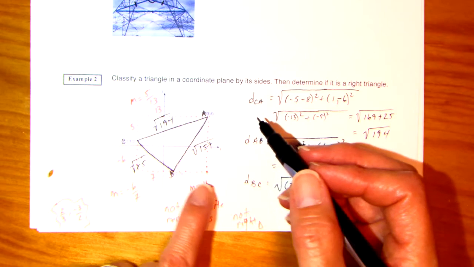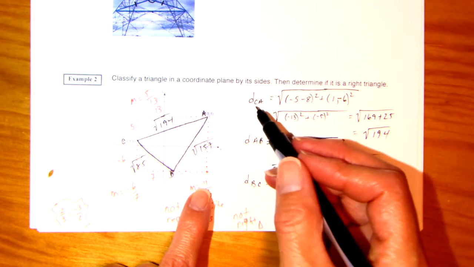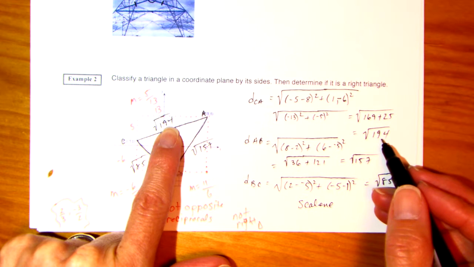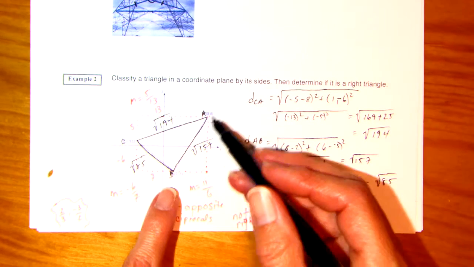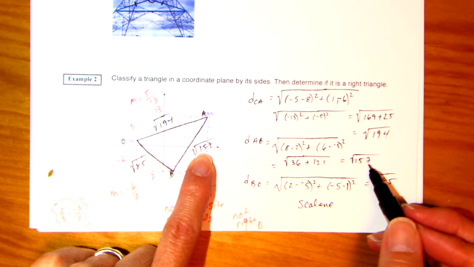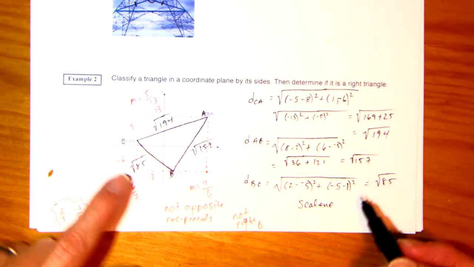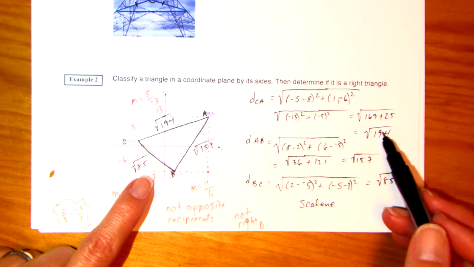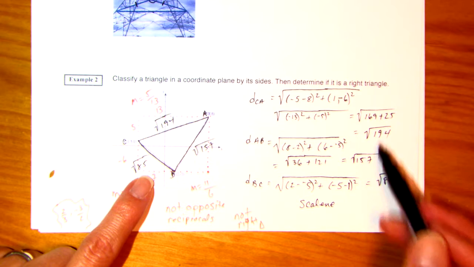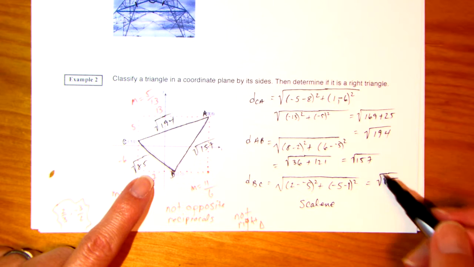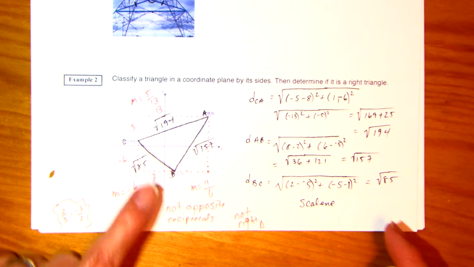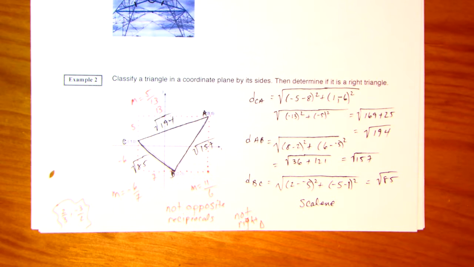So when I found the distance of CA, that's this one, I got square root of 194. And when I found the distance of AB, it's this one, I got square root of 157. And then the distance of CB is square root of 85. So you might want to pause it right now. All three lengths are different. I don't have to find the decimal point to see that. It's going to be a scalene. So you might want to pause it and do the work. Check it to make sure you got the same thing.